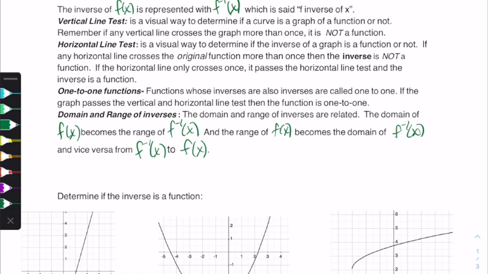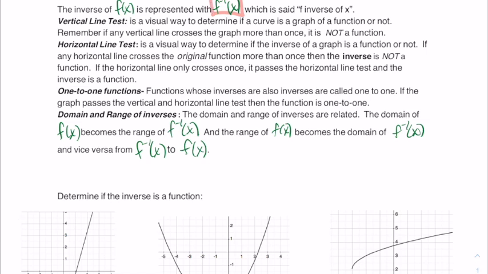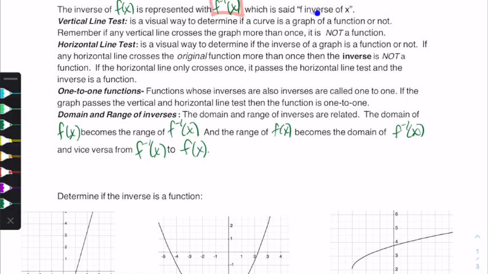Now, the way that we represent our inverses is with this notation right here. The way that we verbally say that is f inverse of x. So we don't say f to the -1 of x. We always verbally say f inverse of x.